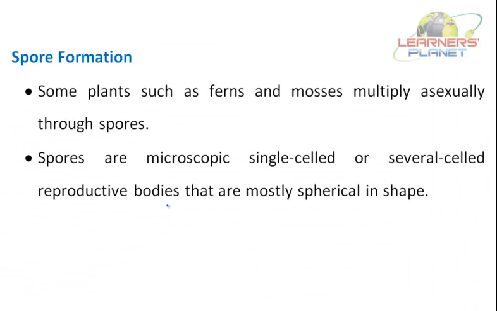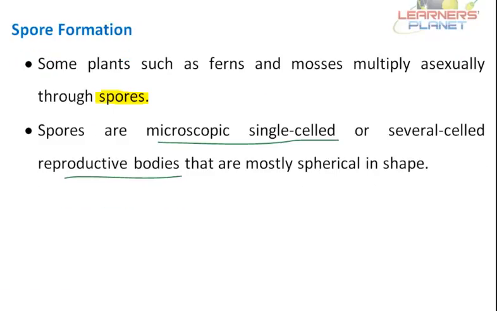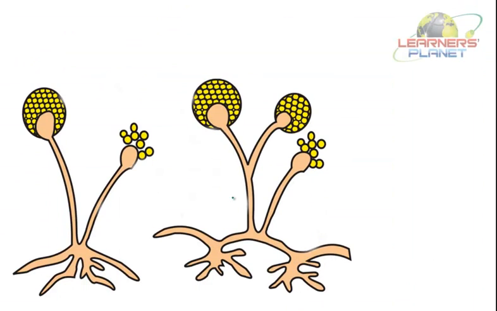The third, very simple form of asexual reproduction is spore formation, where some plants such as ferns and mosses multiply asexually through spores. So here, what are spores? Yes, spores are microscopic, single-celled or several-celled reproductive bodies that are mostly spherical in shape. Let us see the diagram. Yes, this is a beautiful diagram of spores.